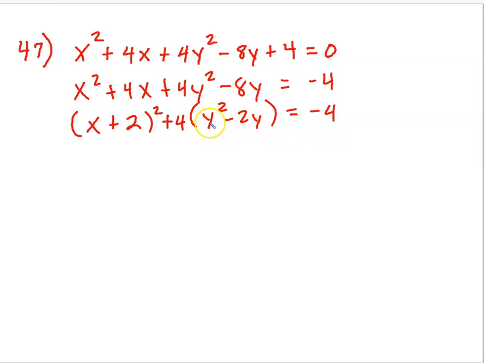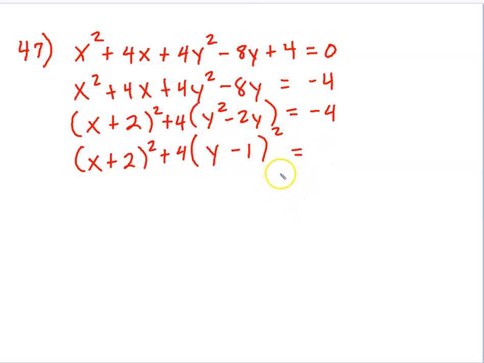Okay, and now I'm going to complete the square on y. So all I did was factor out 4 to make this coefficient become 1. Notice it still equals. If I distribute 4, I get what's above. And now I'm able to complete the square on y. So that's going to be y minus 1 quantity squared.